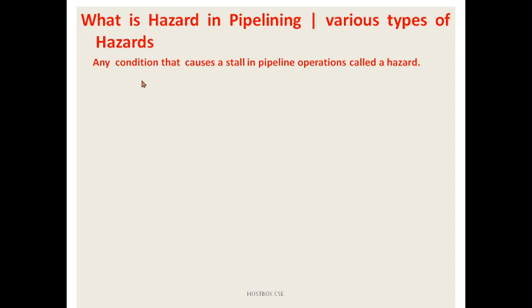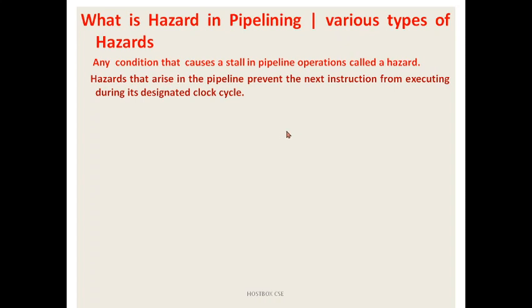An instruction is executed with the help of 5 phases. We already discussed fetch, decode, operand fetch, and so on. Hazards arise in the pipeline and prevent the next instruction from executing during its designated clock cycle. That means the clocks per instruction, CPI, should be one only, but it's not possible here.